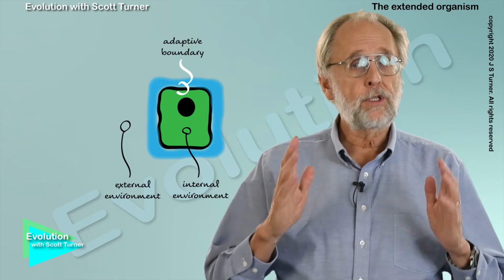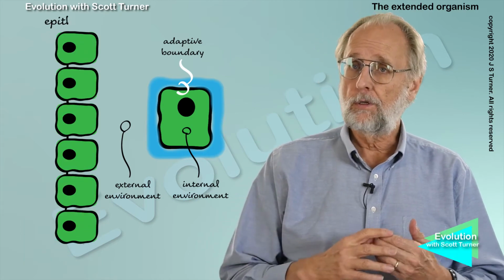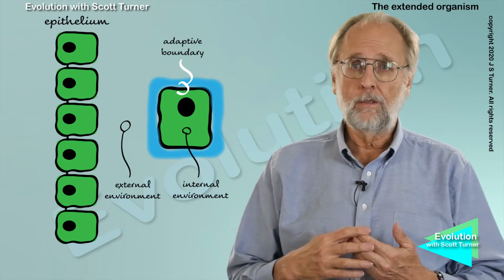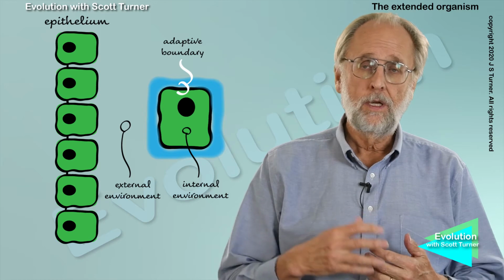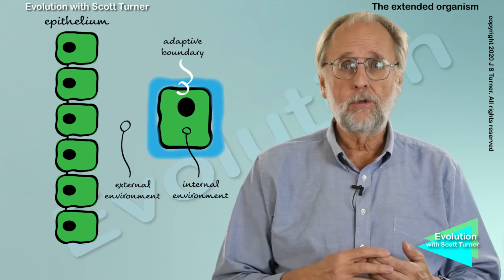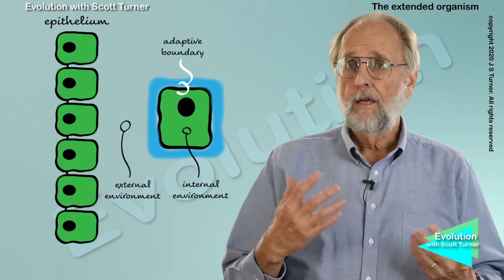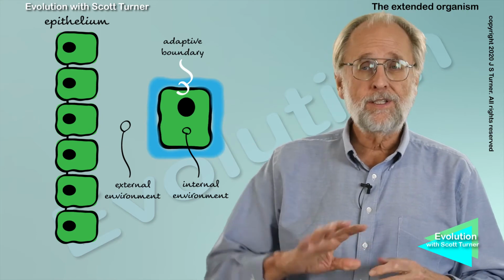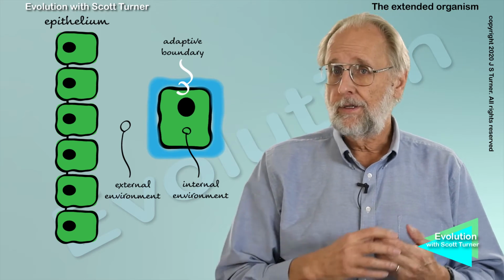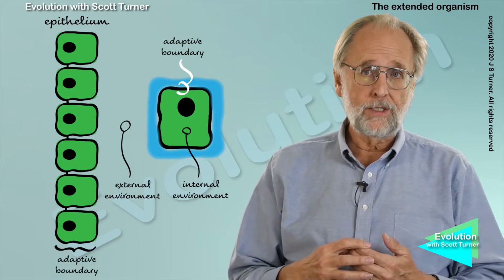Organisms do this with sheets of cells that form what's called an epithelium. Epithelia are also fundamental building blocks of organisms. Our lungs are lined with epithelia, so are our intestines, so too is our nervous system. In fact, we can think of organisms as essentially highly folded groups of epithelia. Epithelia can form their own adaptive boundaries.